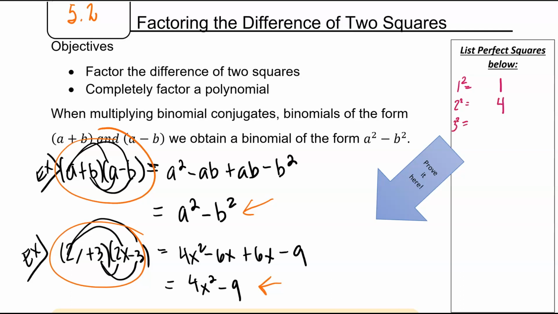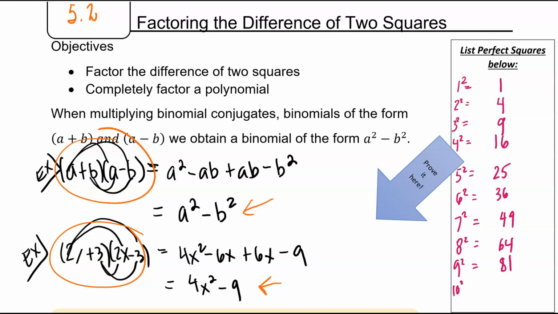What is the next perfect square? 9. 16. 25. 36. 49. 64. 81.